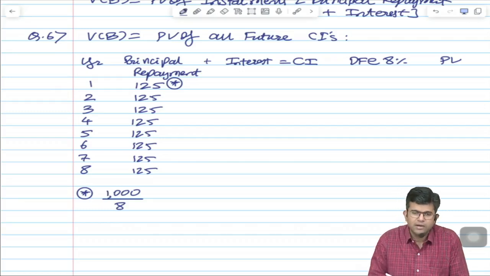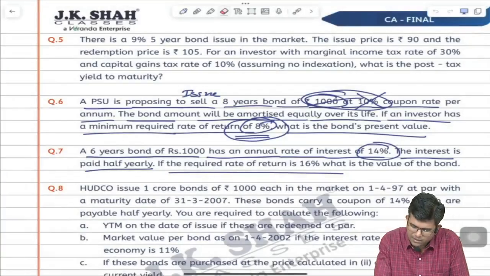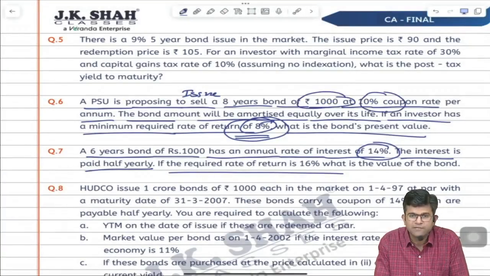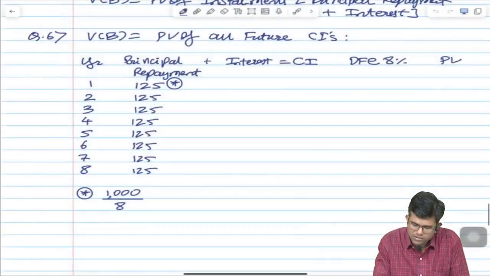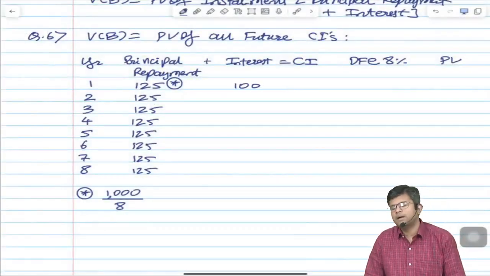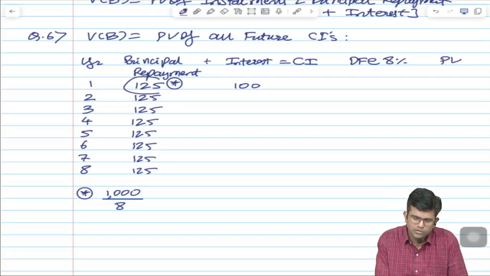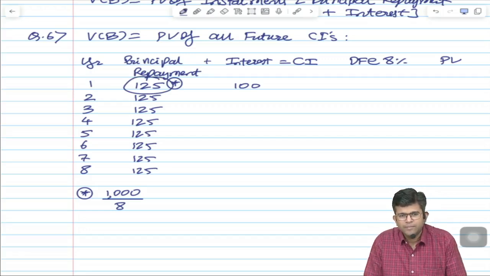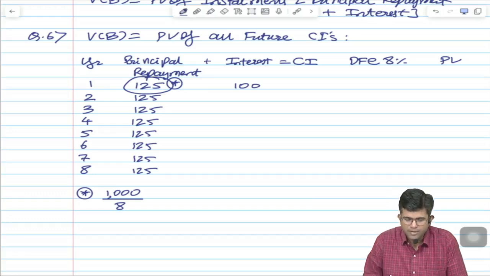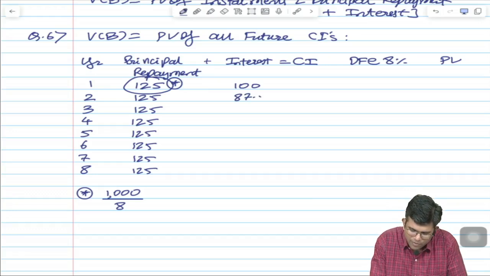Interest. Now students, first year interest of course will be the entire 1000 into 10%. This you will get for the first full year, 100 rupees, because the first principal is getting repaid at the end of year 1. But for the next year you won't get 1000 into 10%, you will get 1000 minus 125. First year 125, balance 875 into 10%. The interest will be 87.5. Everyone agreeing with me?